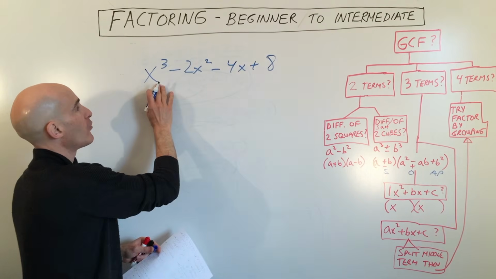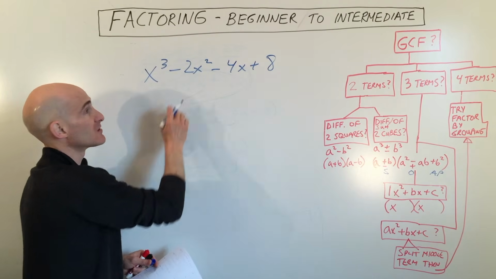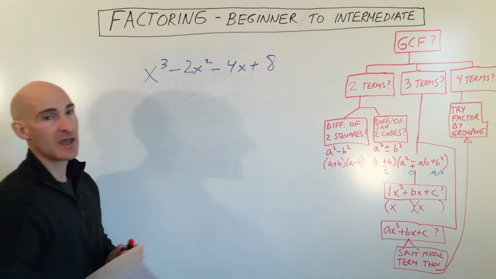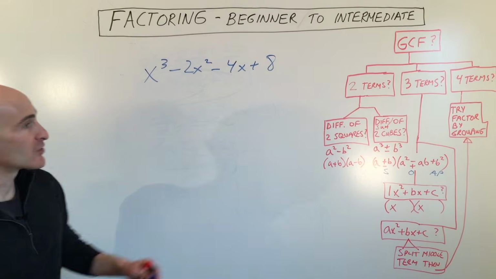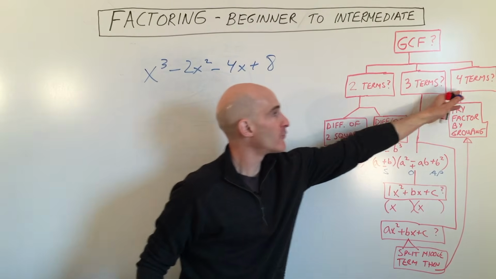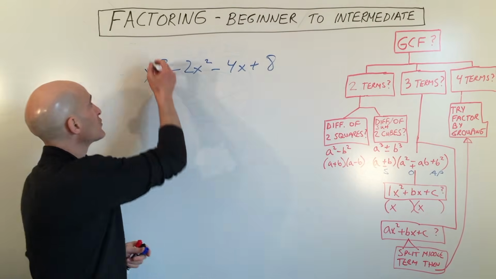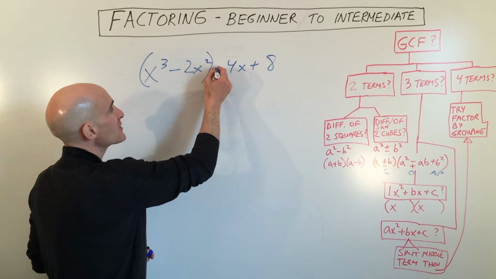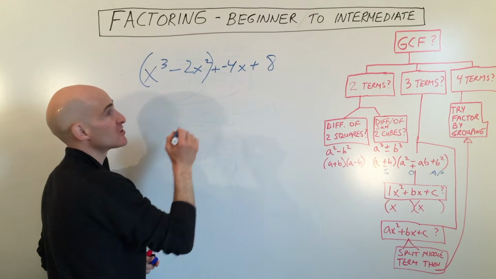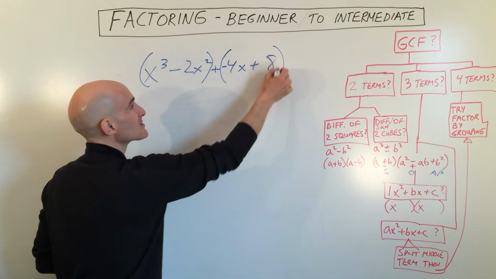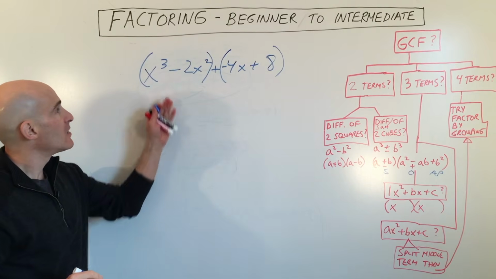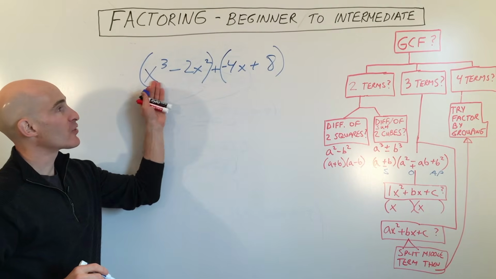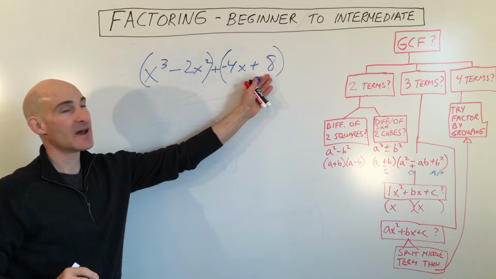Notice you have 1, 2, 3, 4 groups separated by minus or plus, and we want to factor by grouping. We're going to try that technique because we have 4 terms. The first thing I'm going to do is group the first two, and subtraction is like adding the opposite, so I'm just going to do that, and I'm going to group the last two. Then we're going to factor out the greatest common factor out of this group and out of this group.